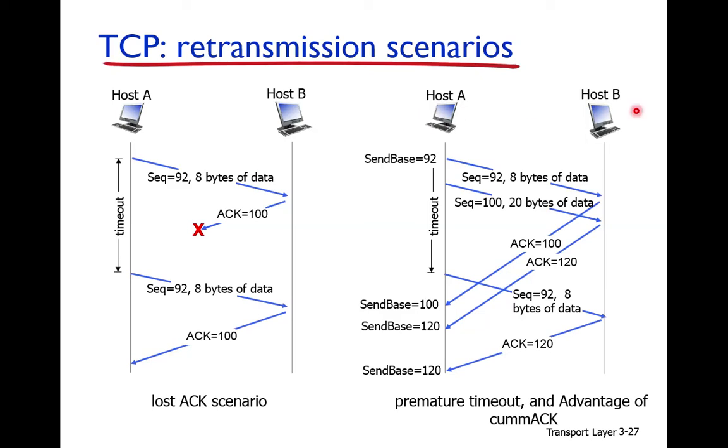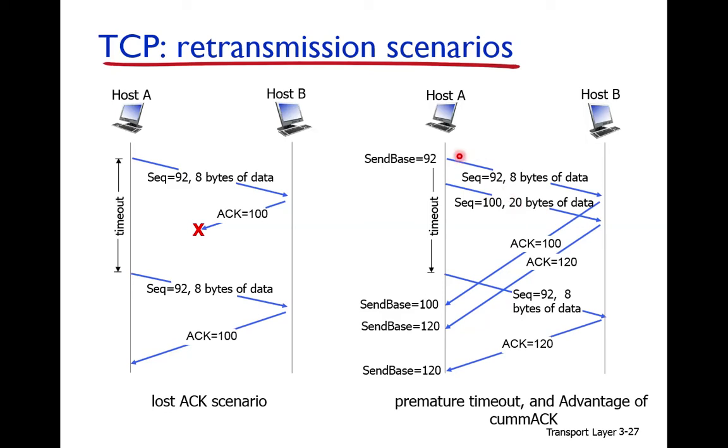Suppose host A and host B are sending data. Host A is sending data to host B. Suppose host A sends packet number 1 with sequence number 92, and it contains 8 bytes of data, and host A also sends another packet, which contains the data starting with sequence number 100, and it contains 20 bytes of data.